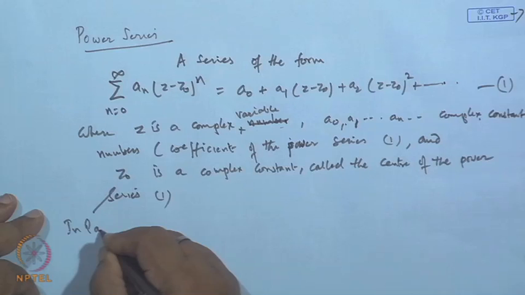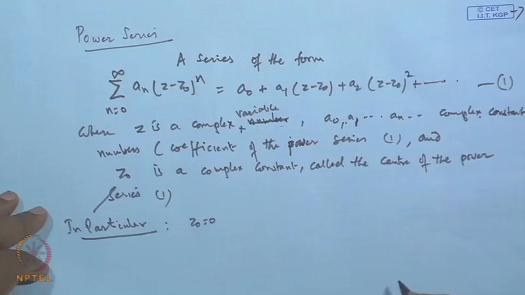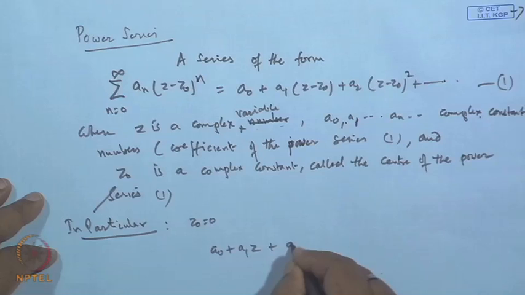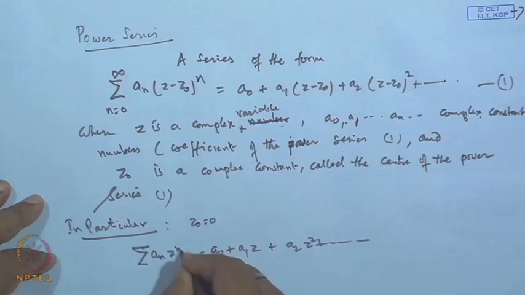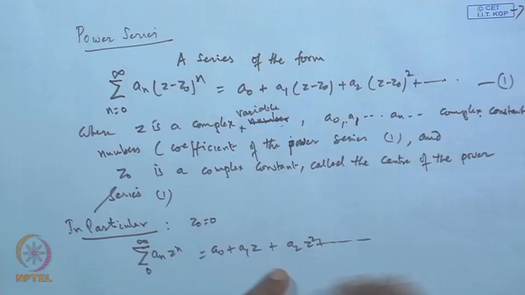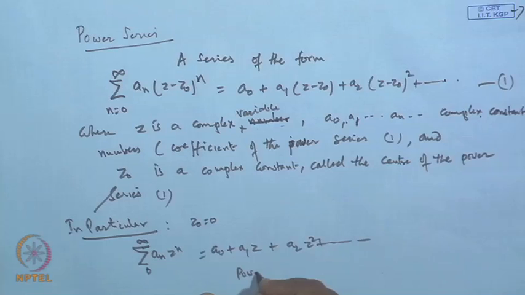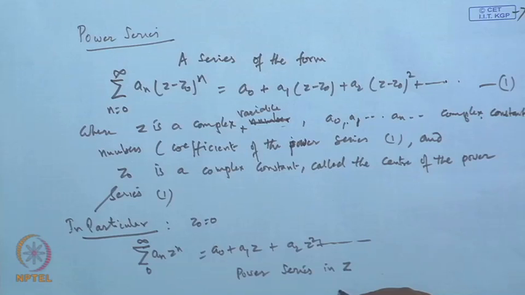Now, in the particular case when we take z naught to be 0, that is a series of the form A naught plus A 1 z plus A 2 z square and so on, that is sigma A n z to the power n, n from 0 to infinity. Then this is a power series in z, in the complex variable z, in the powers of z, which is centered at 0.